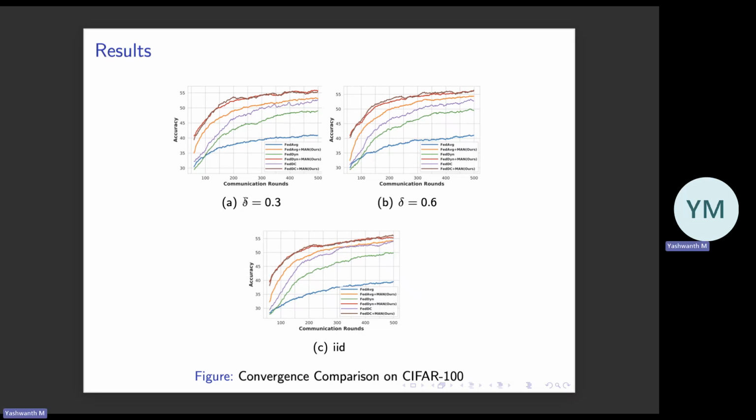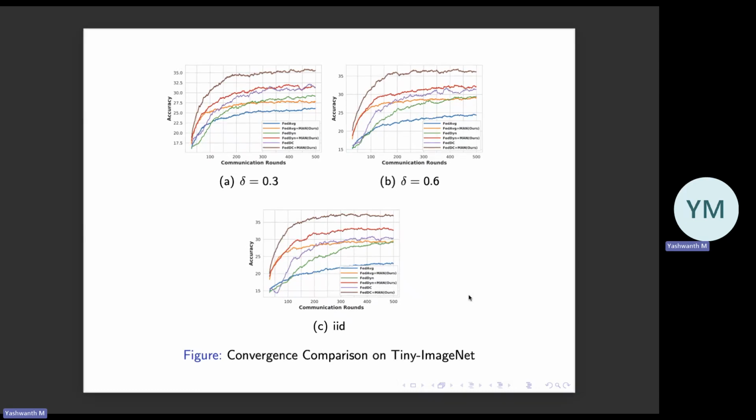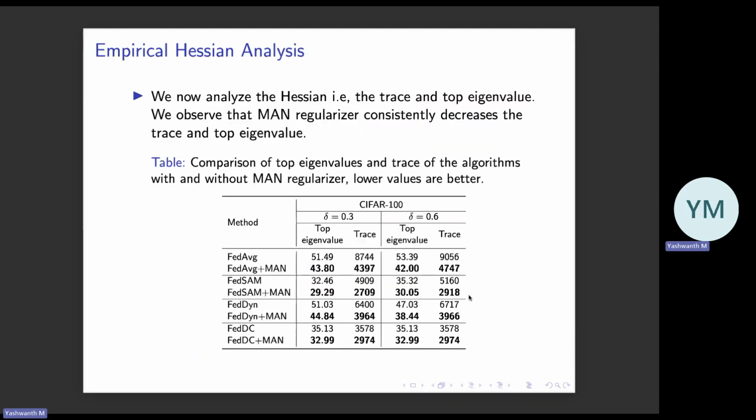Delta 0.3 represents the degree of heterogeneity. 0.3 means high heterogeneity, 0.6 is moderate, and IID means we don't have any label heterogeneity. We show the same results for Tiny ImageNet as well.